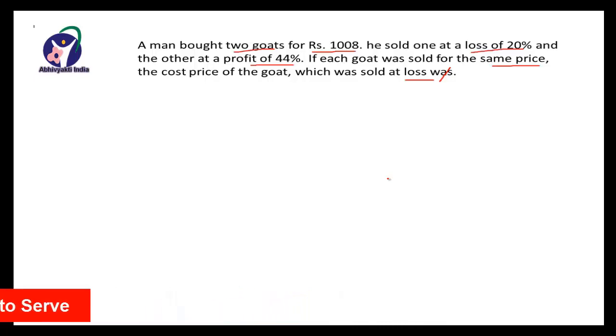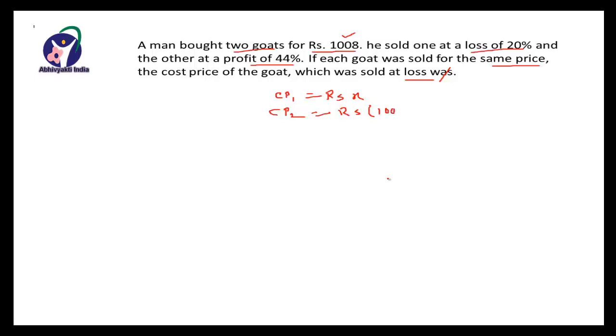Now here a man bought 2 goats for rupees 1008. So let the cost of one goat be rupees X. Therefore the cost of another goat will be equal to rupees 1008 minus X, because the total cost of 2 goats is rupees 1008, and there is a condition that each goat was sold for the same price.